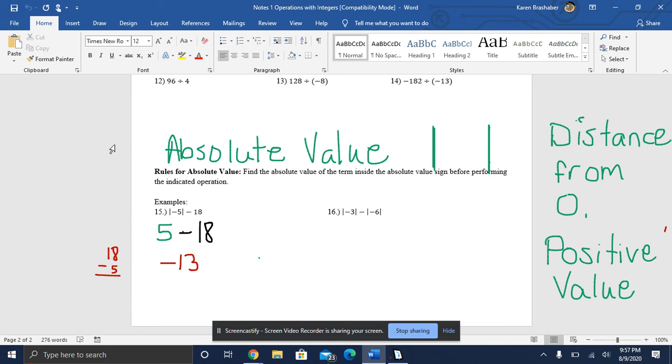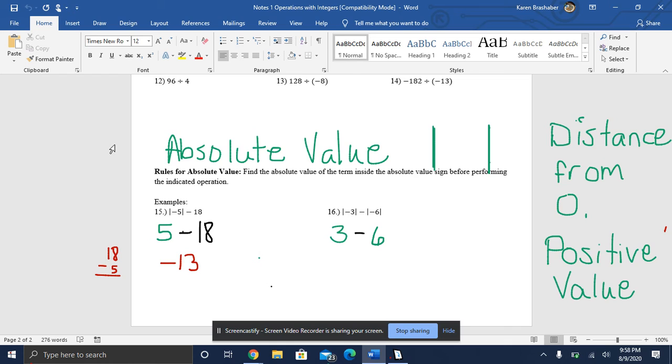In our second problem, we have an absolute value symbol around the -3. So how far is -3 from zero? Well, it's 3 units away. Then we have a subtract sign, and it's not in an absolute value, so it just stays as is. And then we have an absolute value symbol around a -6. So how far is -6 from zero? Well, it's 6 units away from zero. So we will use a 6 there.